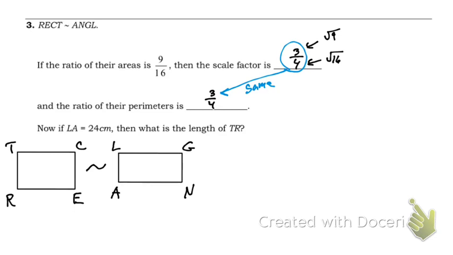That way all of our stuff matches up. All right, it says that LA is 24. It says that I'm supposed to find TR. Are those corresponding parts? Yes, make sure you check that first. Make sure it's corresponding. If it's not corresponding, you can't solve it. So they are corresponding.